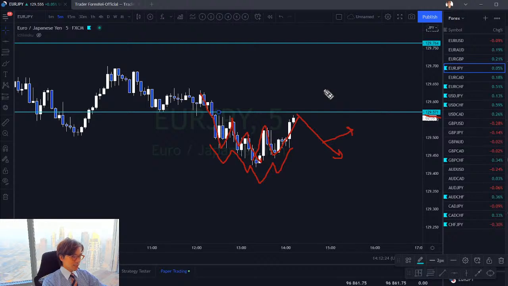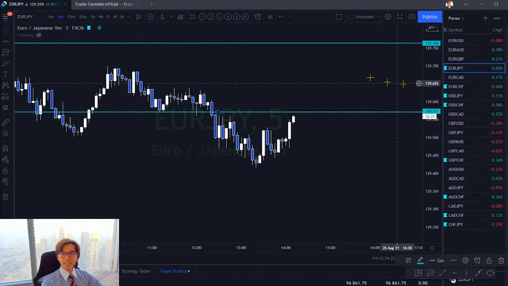Yep, so that is actually the things that I keep in mind. So this is Euro JPY. We're going to come back to this chart later. And let's look at some Swiss franc pairs too.